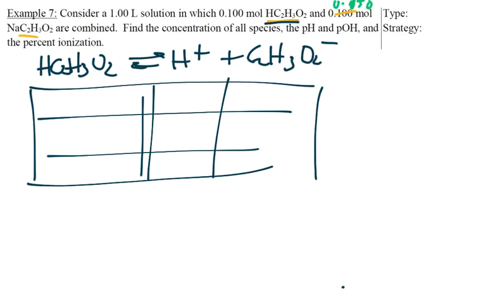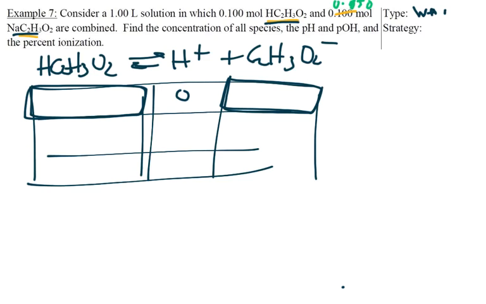But what's going on here is I have this value up here, and I've also got this value. I've got some acetate from my sodium acetate. So I have two initial values, and this is going to be 0. And then we're going to calculate everything from there. So the strategy we have here is that we have a weak acid, and we're putting in some of its conjugate base as well. So the strategy is we have common ions.